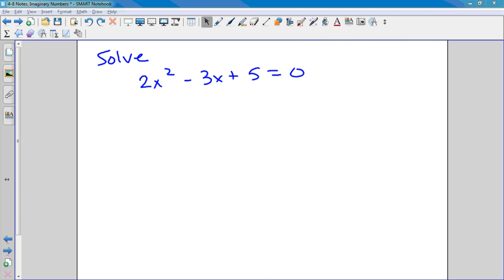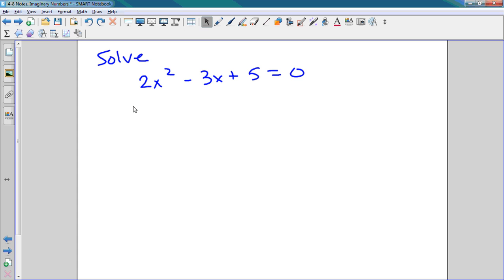Okay, now I have to solve for x. How do we solve this equation? Can I factor it? No. Okay, think of the factors of 5.